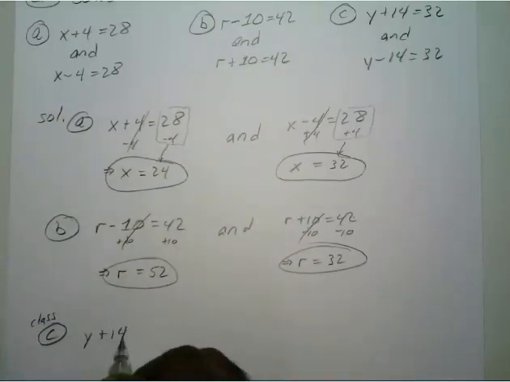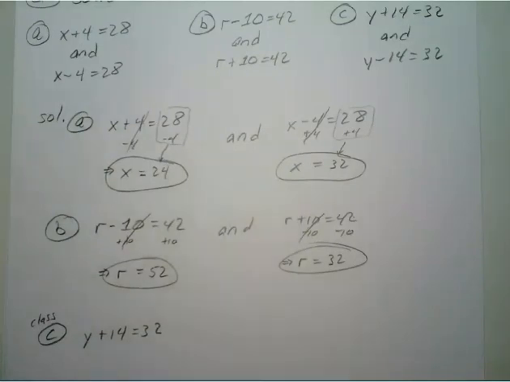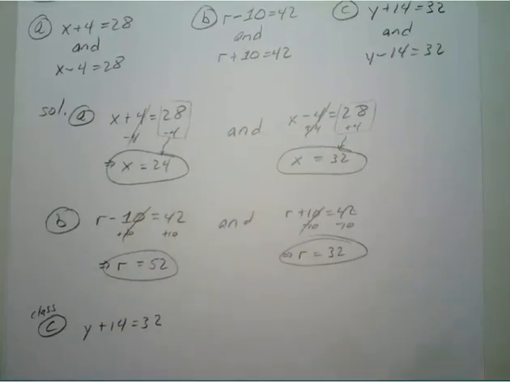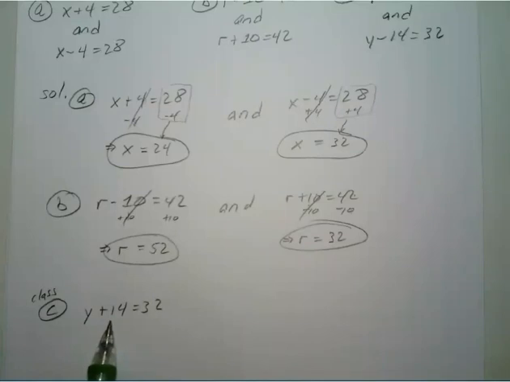We have y plus 14 equals 32. So since this is an addition problem, we're going to subtract 14 from both sides, where those two will cancel out. So the left side of your equal sign is just y, is equal to 32 minus 14, which is 18.